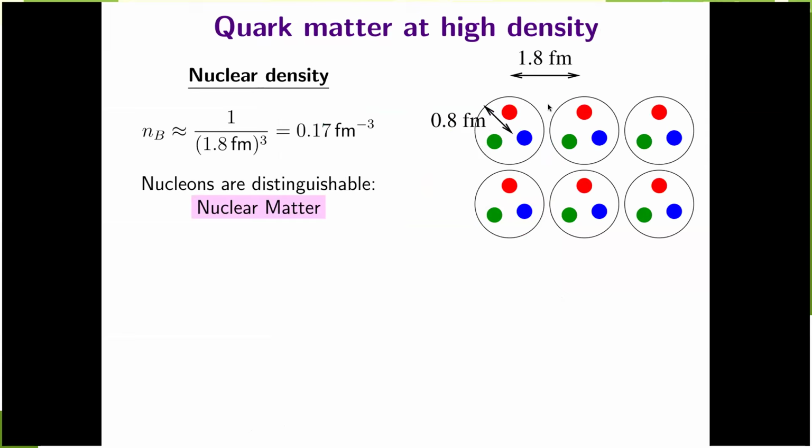And you can see, when you put them together, you've got a little bit of space between them. Roughly speaking, you can distinguish one neutron from another neutron, right? They're next to each other, but they're not overlapping. So if I ask for a given quark, which neutron is it in? You can say which neutron it's in. It clearly belongs to this neutron and not that neutron.